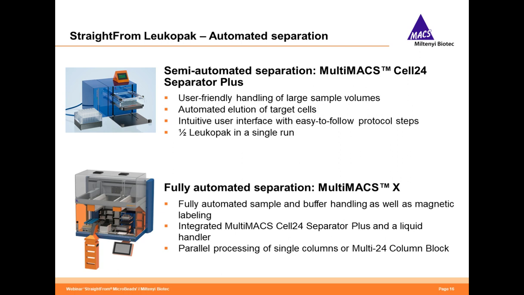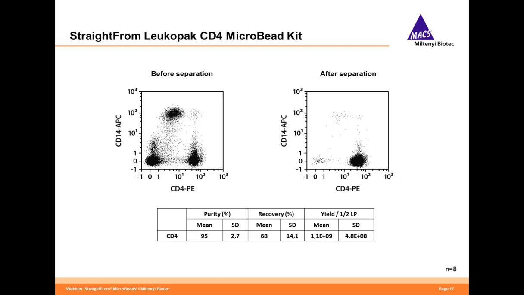You can process half a Leukopak in a single run, and the device also comes with a single column adapter, which allows you to process also 1 to up to 12 samples in parallel with that, and this would be important for later use for the Buffy Coat and LRSCs when we are talking about this. In case you are looking for a fully automated high throughput system, we integrated the Multimax into a liquid handling system for high-speed processing, and this is the Multimax X device.